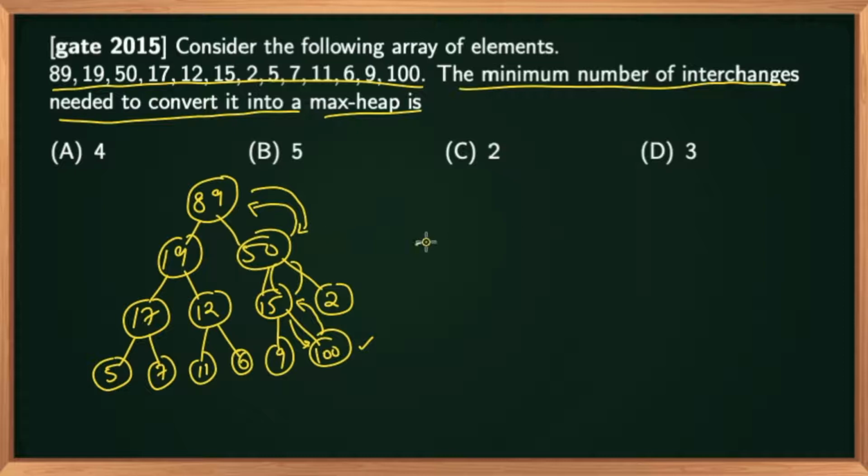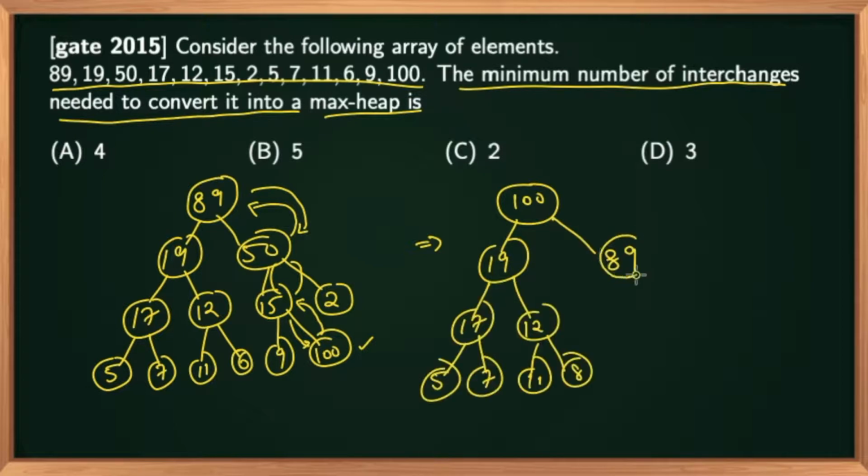So the new tree will be 100. Left side there is no change. Right side you will have 89. Then you will have 50. Right side you will not have any change, right? So then 50. Then you will have 9 and 50, right? So this is a heap. So the minimum number of interchanges that we are doing is 3. So the option D is the correct answer.